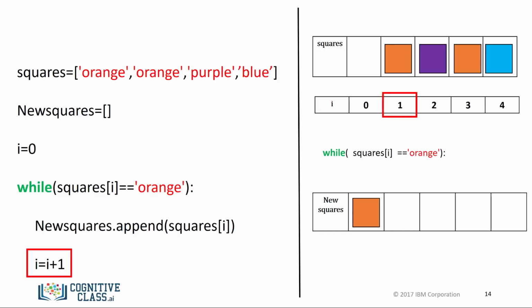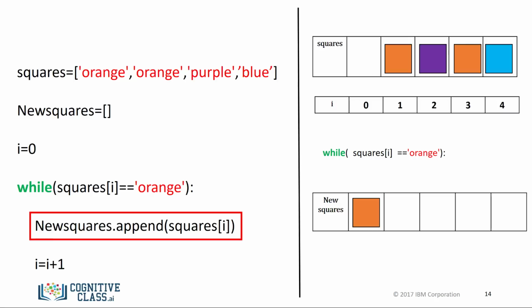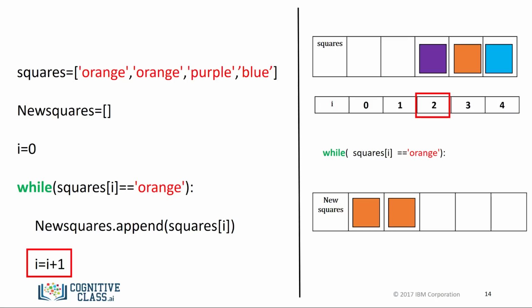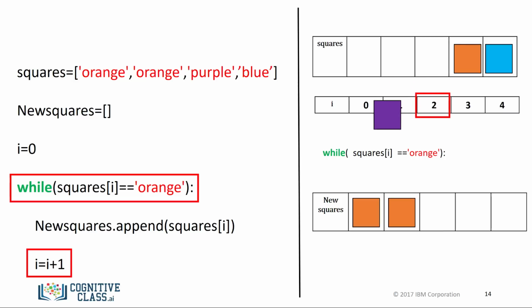We increase the value of i by 1. We append the value of the second element of the list squares to the list new squares. We increment the value of i. Now the value in the array squares is purple. Therefore, the condition for the while statement is false, and we exit the loop. Check out the labs for more examples of loops, many with real data.